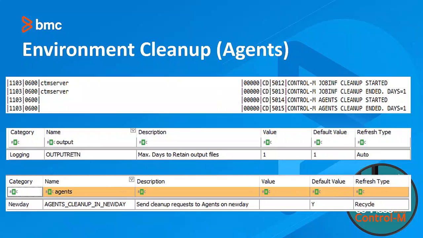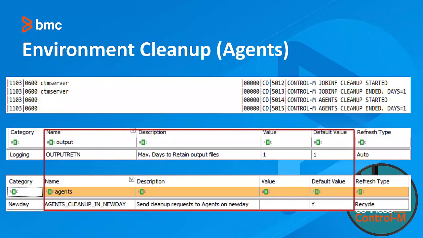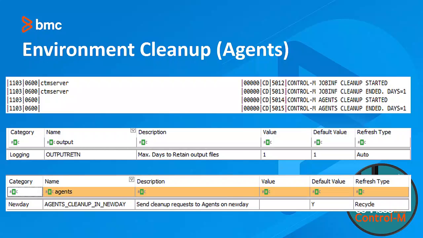The last cleanup task is a request by Control-M server to each available agent, asking them to remove old job output and process log information. The job INF and agents cleanup messages in the CTM log will relate to this step. The following 2 system parameters in the CCM, output retention and agents cleanup in New Day, relate to these functions. Details on all items removed can be found by clicking on the Agent New Day Procedure Tasks link in the Links section of this webinar.